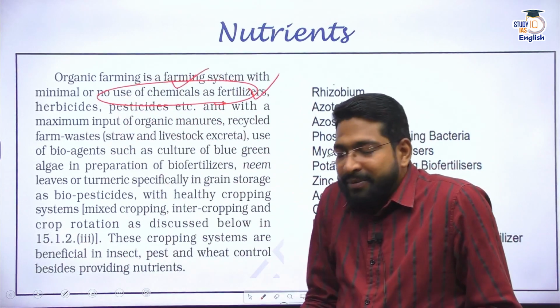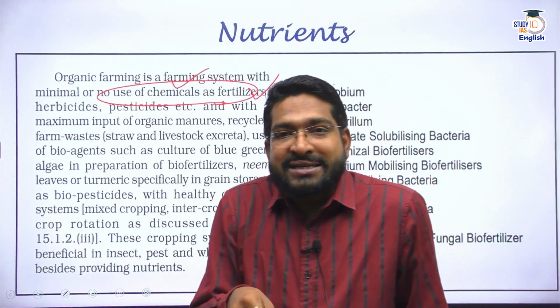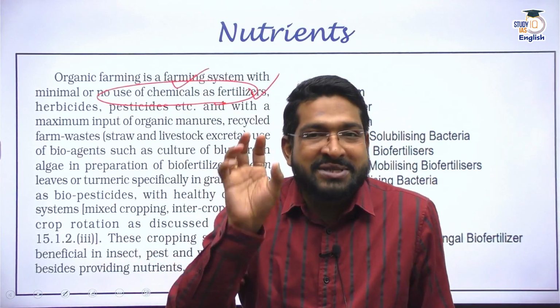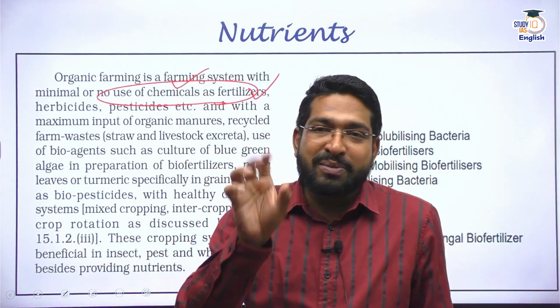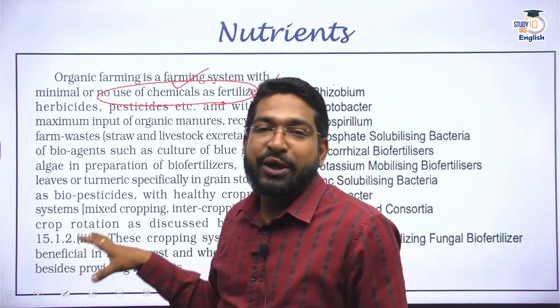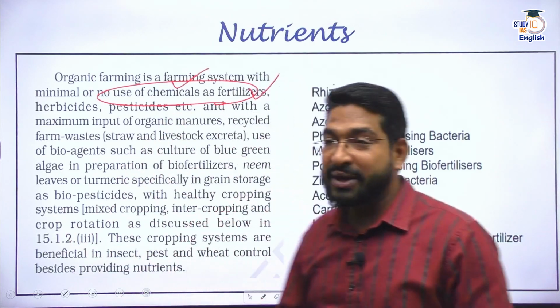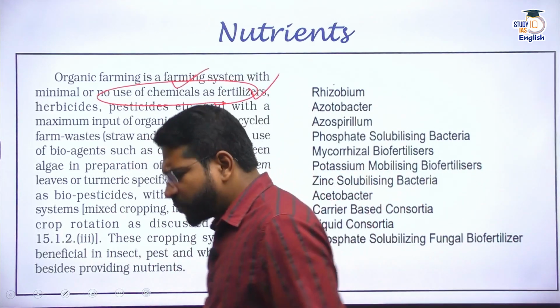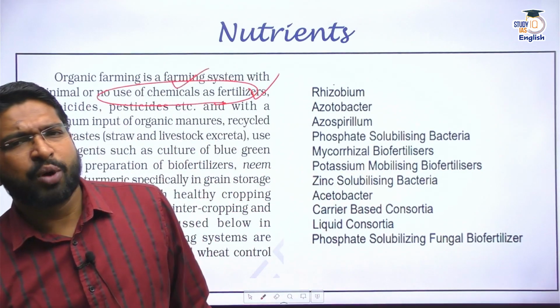It does not mean we do not use insecticides or any kind of herbicides, etc. We use biopesticide, we use bioherbicide, we use organic manure, we use compost, vermicompost, that becomes part of organic farming. Many a times we also use different crop rotation policies.